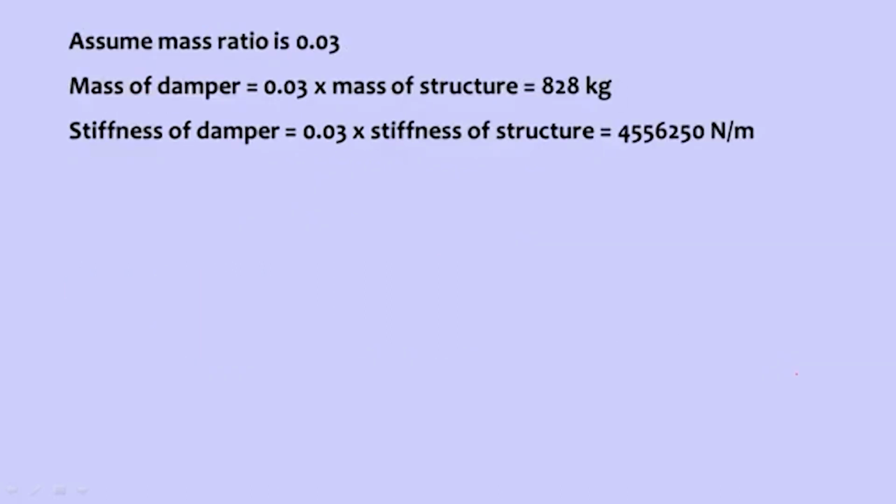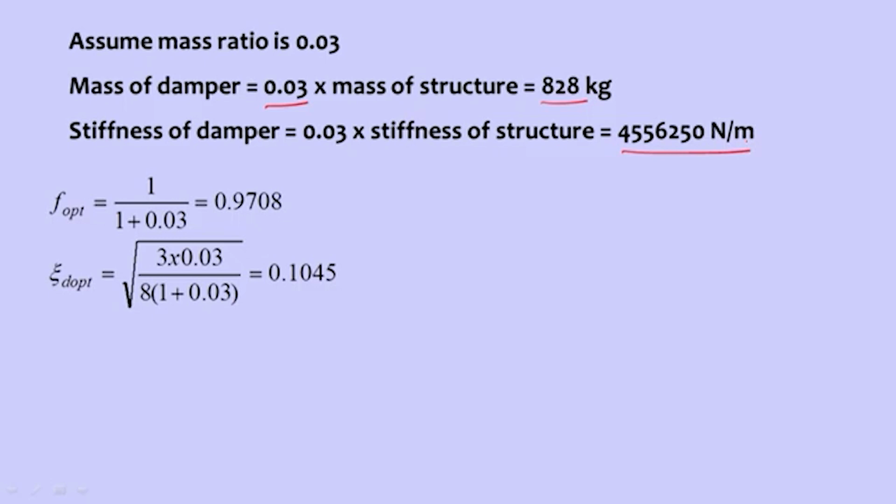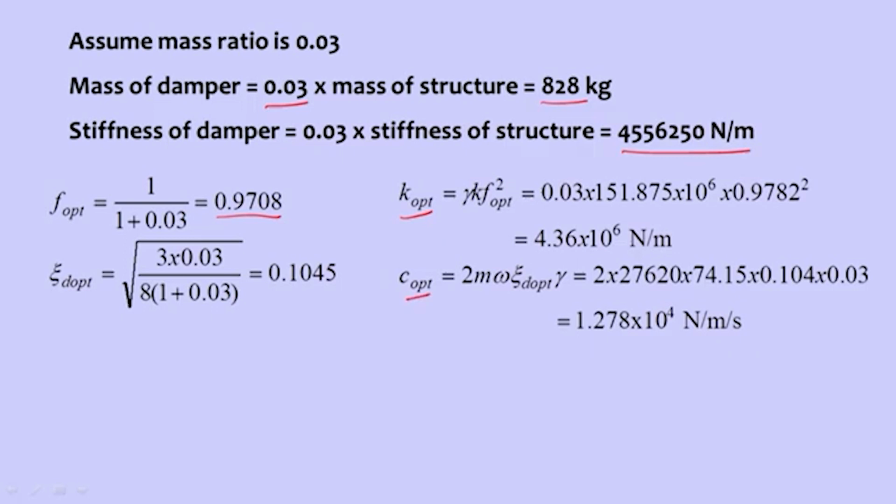Then assume the mass ratio as 0.03, that means 3% mass is taken. So the mass of the secondary structure or damper is 828 kg. The stiffness of the damper is again 3%. We just need to tune it because we need to match the frequency, that's why the same ratio is used for mass as well as stiffness. So f optimum is 1 by 1 plus gamma, the mass ratio, so 0.978, and zeta d, the damper's optimum damping value, is taken as say 0.1, so that becomes 10% damping. If we calculate the optimum stiffness and damping, we get these values.